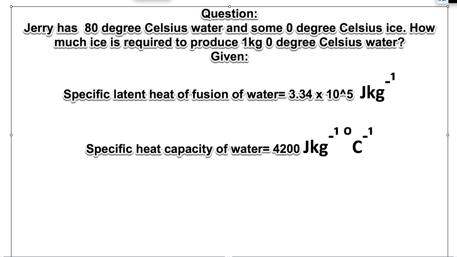So now here's our question. Jerry has 80 degrees Celsius water and some 0 degrees Celsius ice. How much ice is required to produce 1 kg of 0 degrees Celsius water? Given the specific latent heat of fusion of water is 3.34 times 10 to the power 5 joule per kg, while the specific heat capacity of water is 4,200 joule per kg per degree Celsius.